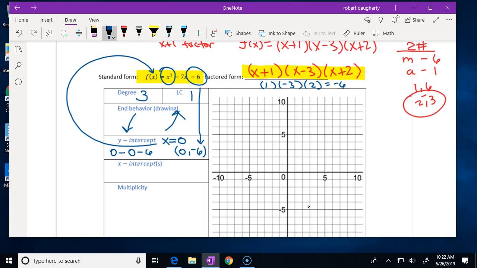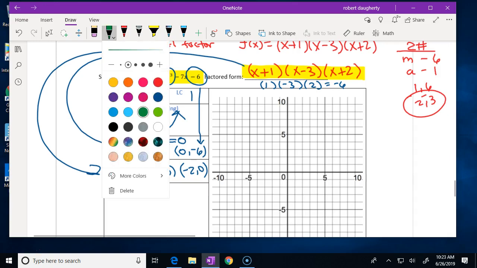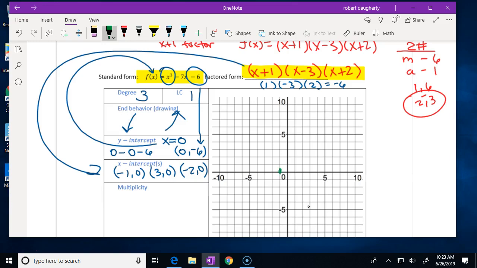So I've got the y-intercept, now the x-intercepts. That is what you read directly from the factored form. So if x plus 1 is a factor, negative 1, 0 is a root. 3, 0, and negative 2, 0. Is there any multiplicity? No, I don't see any of these roots raised to a power. So now I can graph it, and it's going to cross at each of those points: at negative 1, 0, at 3, 0, and at negative 2, 0. My end behavior is going to go down at the bottom left and up at the top right.